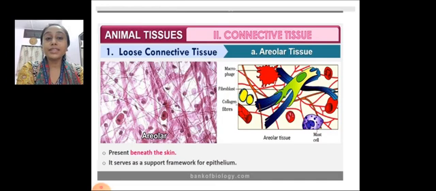In the image you can see the cells of the areolar connective tissue, which are present just beneath the skin. They are present in the matrix and surrounded by many fibers. Did you see the fibers? This serves as a support framework for epithelium. The function of areolar connective tissue is that the epithelium, the skin, rests above this areolar tissue.